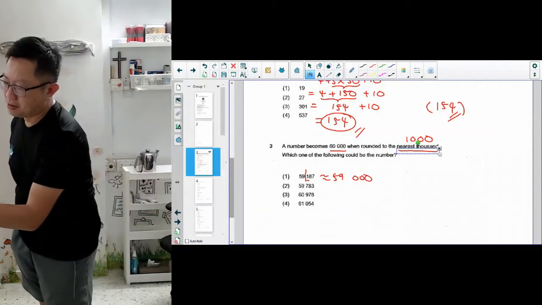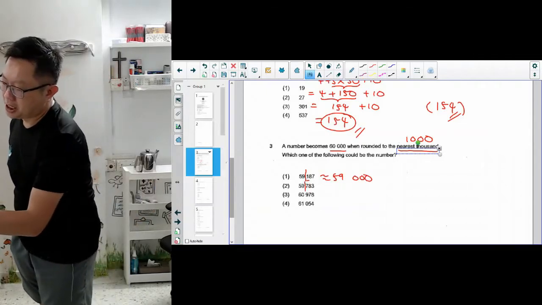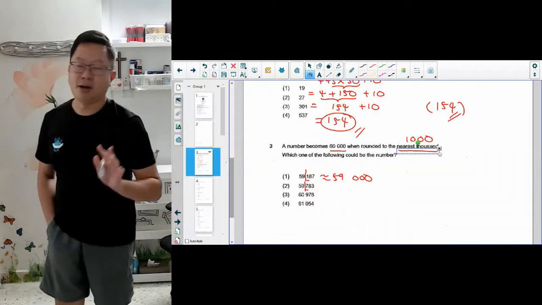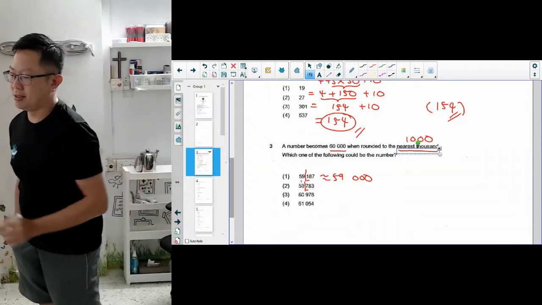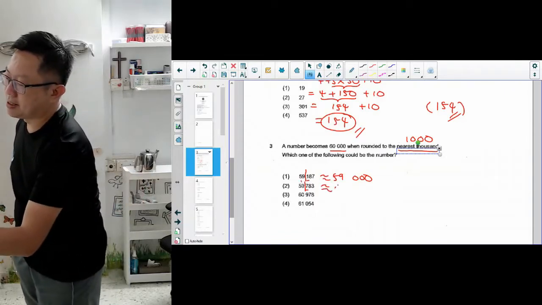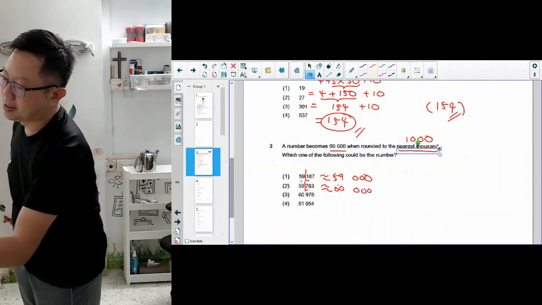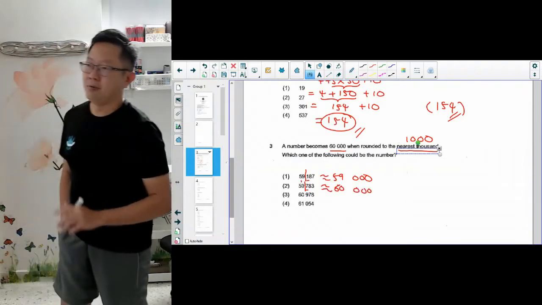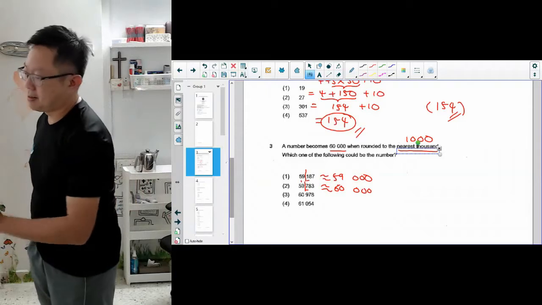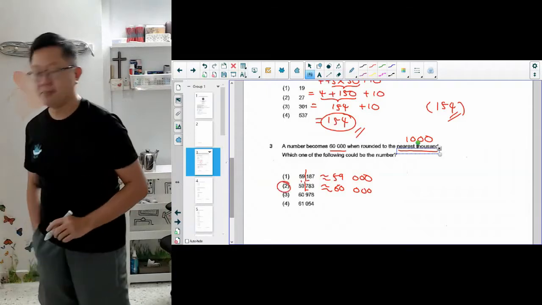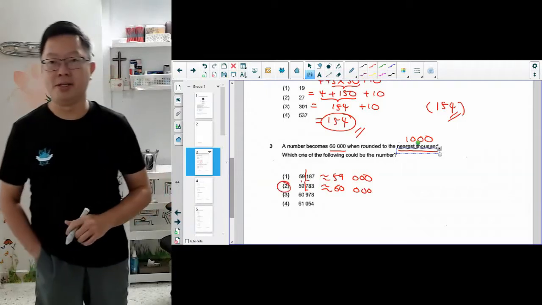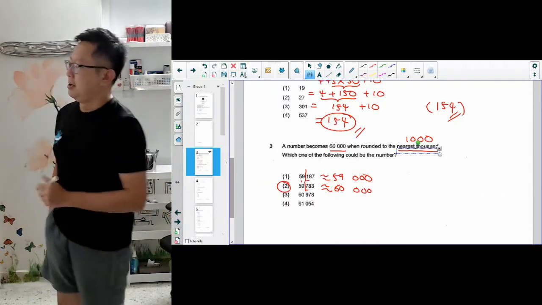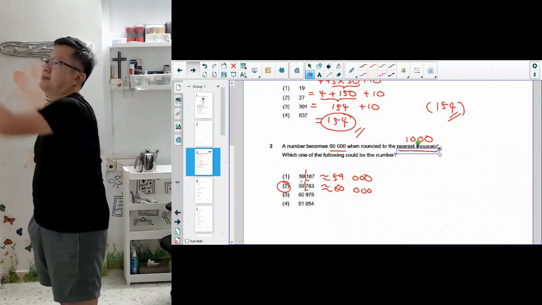So for answer 2, draw a line and look at the digit nearest the line. And it's 5 or bigger. So you have to add 1 on the next digit. And the nearest thousand will be 60,000. So which number when rounded off to the nearest thousand is 60,000? So your answer will be number 2. And you don't have to look at number 3 and number 4 already, because your answer is number 2. Okay, let's go to question number 4.